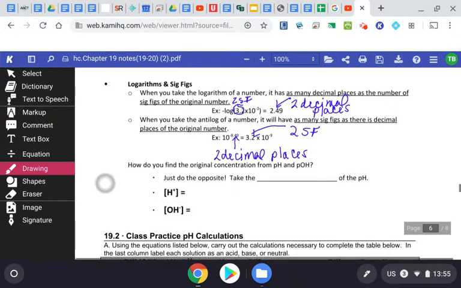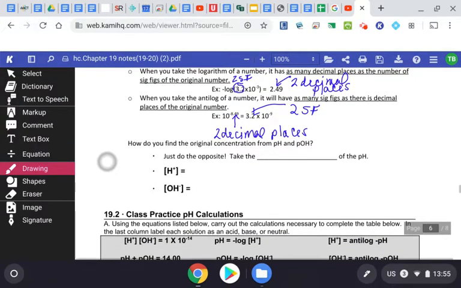Now, we just saw something mentioning the anti-log of a number. Well, if I'm given pH or pOH, I can also find the hydrogen ion and hydroxide ion concentration. We're going to do the opposite. We're going to take the anti-log of the pH. Now, on your calculators, the anti-log is the second log button. So if you look on your calculator, you'll see your log button. Above that, you see 10 to the x power. That is your anti-log button right there, okay?